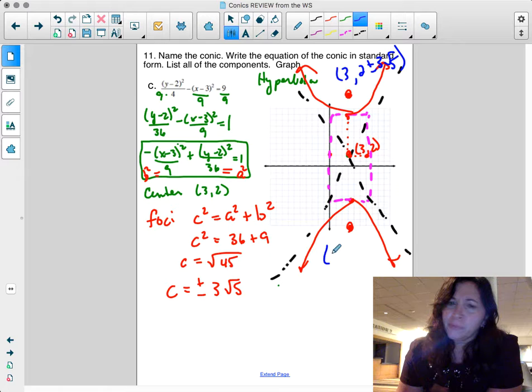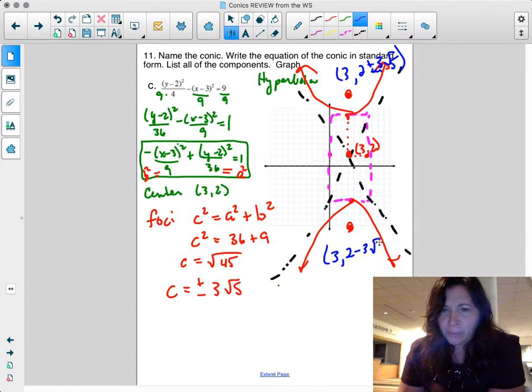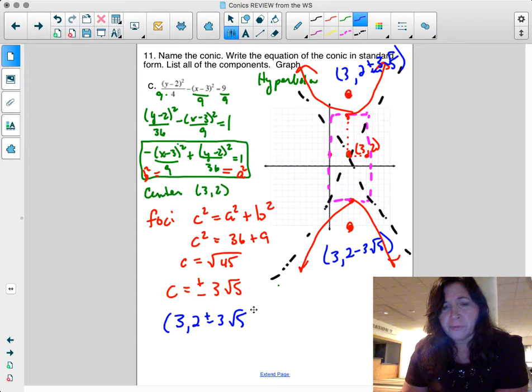And you're going to have 3, 2 plus or minus, because there's your 2, 3 root 5. And then you'll have this point as 3, 2. That'll be 2 plus 3 root 5. This will be 2 minus 3 root 5. Okay. Writing them just as focal points, you could just always write them like this: 3, 2 plus or minus 3 root 5.